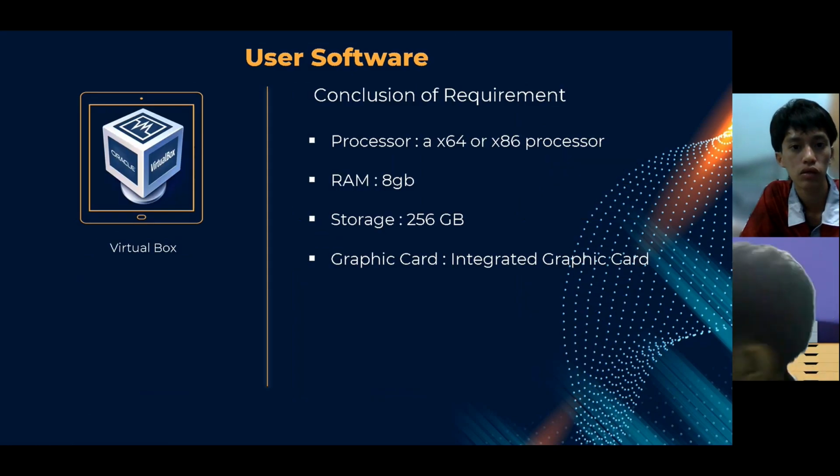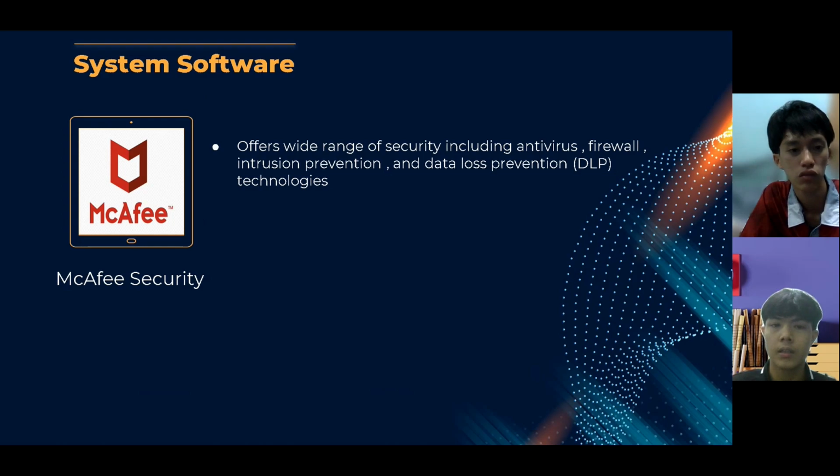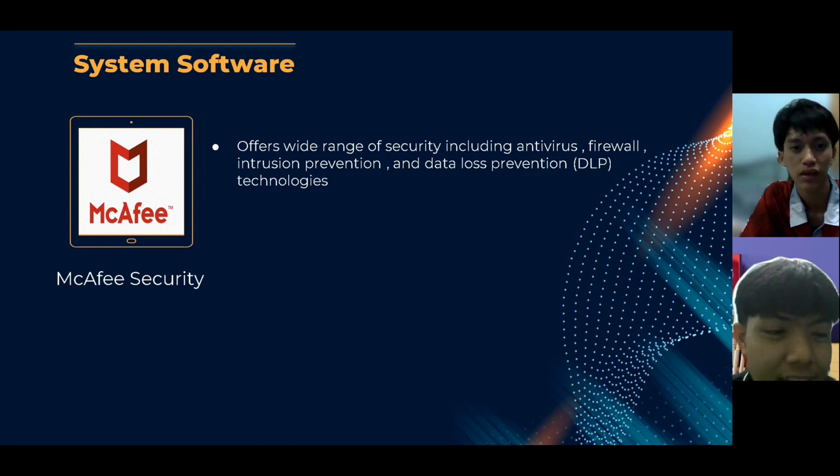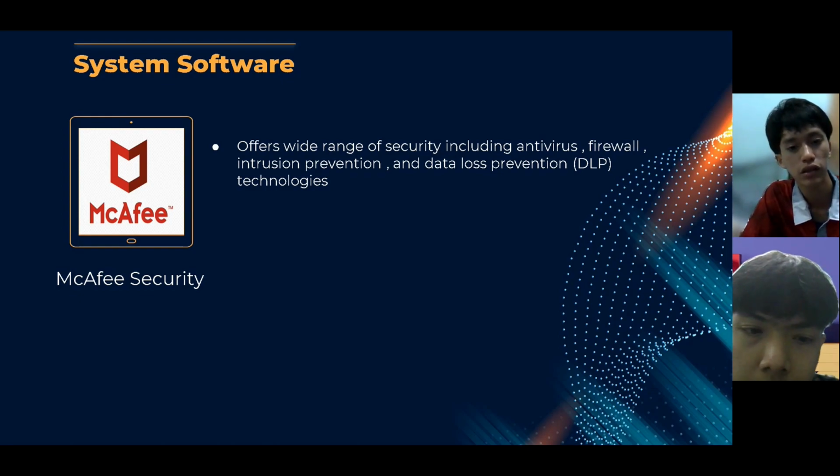For the user software, the conclusion of requirements: the processor needs to be an x64 or x86 processor. The RAM must be 8 GB. The storage is 256 GB. The graphics card is an integrated graphics card. The user software that we use is VirtualBox. For the system software, McAfee Security, which offers a wide range of security including antivirus, firewall, intrusion prevention, and data loss prevention (DLP) technologies.